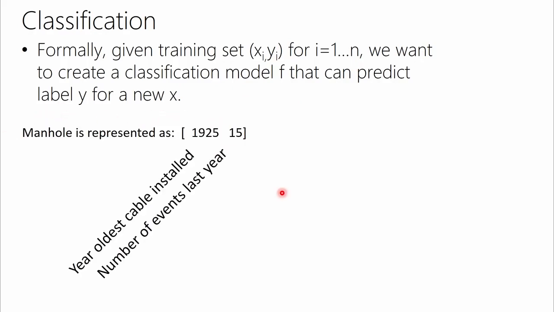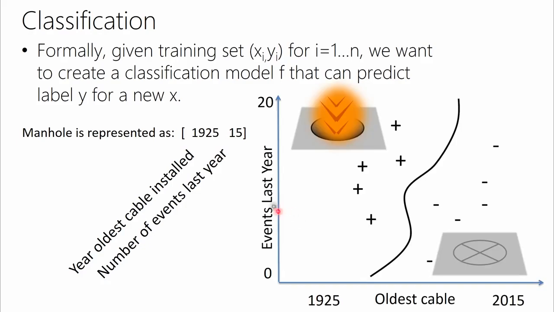Let's take a simple version of the manhole example where we have only two features, the year the oldest cable is installed and the number of events that happened last year. So each observation can be represented as a point on a two-dimensional graph, which means I can plot the whole data set. So something like this, where each point here is a manhole, and I've labeled it with whether or not it had a serious event in the training set. So these are the manholes that didn't have events, and these are the ones that did.